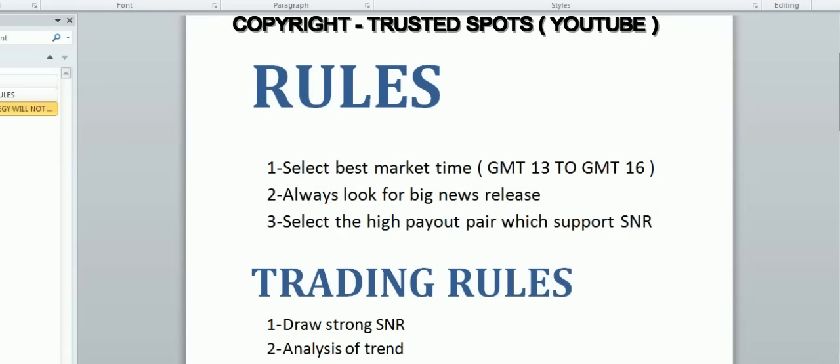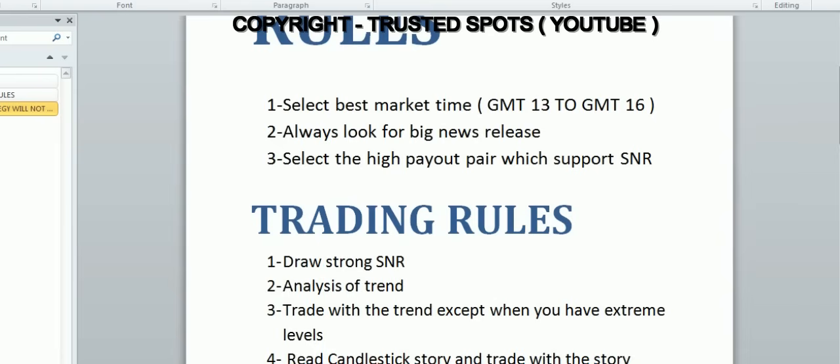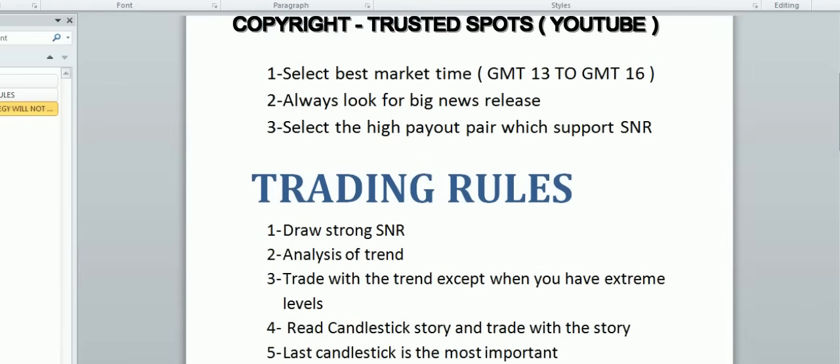So this is how you can select the pair, the time, the news release, the best pair, or whatever I can say. These are the basic rules you have to follow before going for a trade. If you fulfill these rules, then you are ready for the trading rules. So, the trading rules go like this.